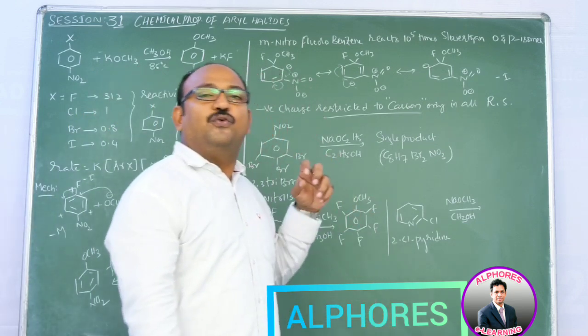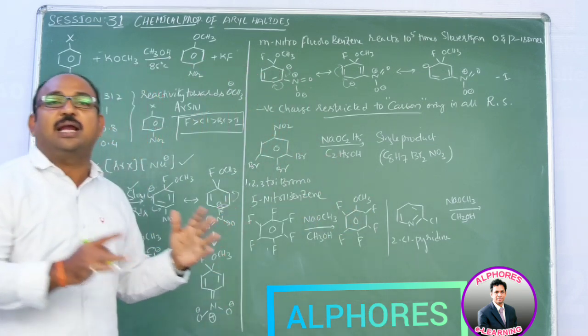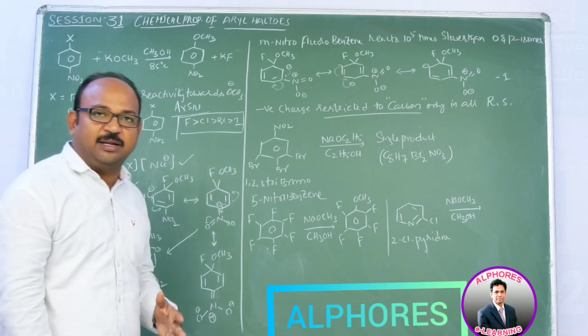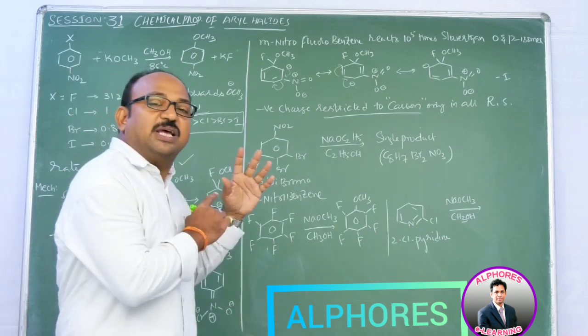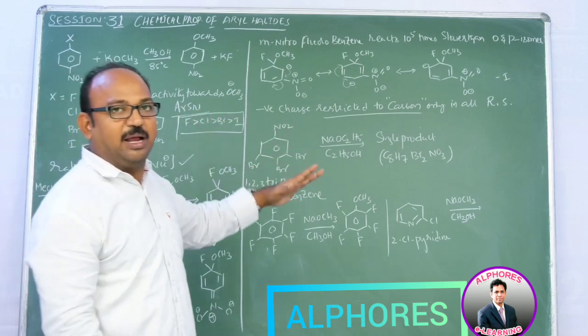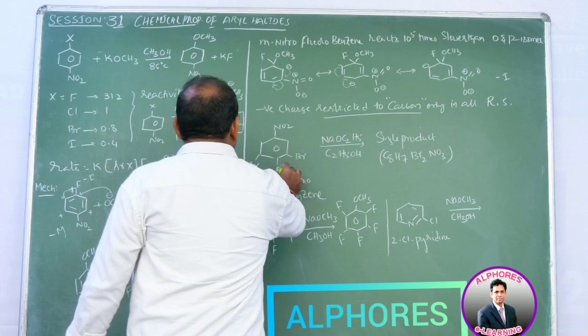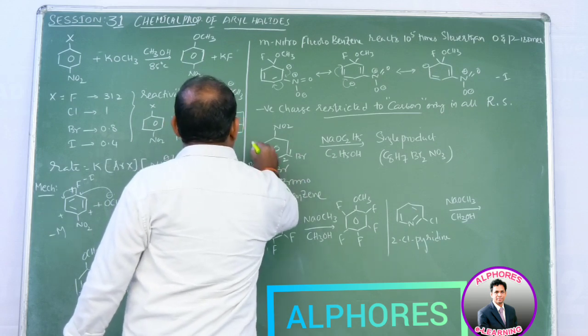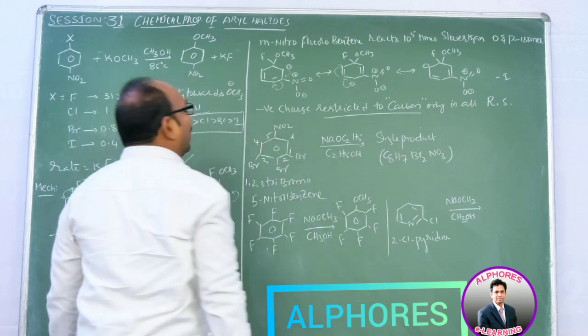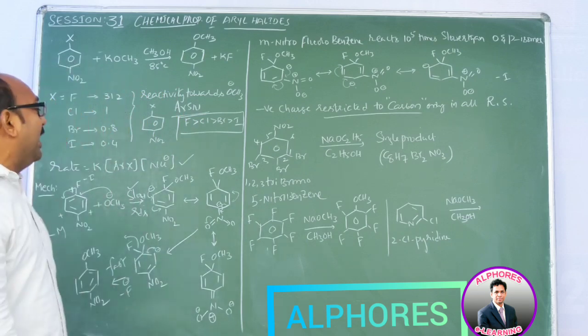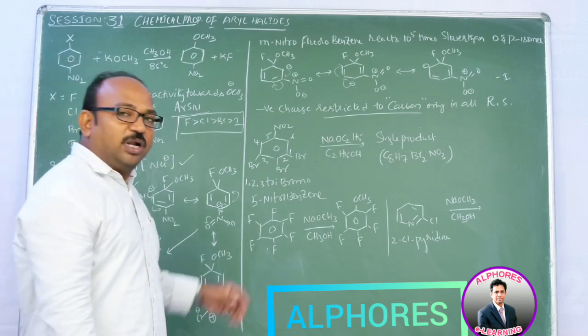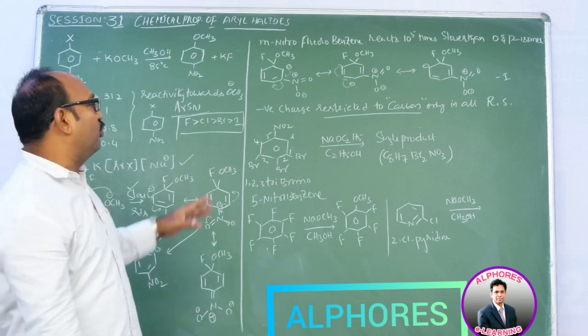And why is meta nitrofluorobenzene 1 lakh times slower in reactivity than its isomers ortho and para? That also you learn. Now have a look here. 1, 2, 3, 4, 5, 6 like this. 1, 2, 3 tribromo, 5 nitrobenzene.